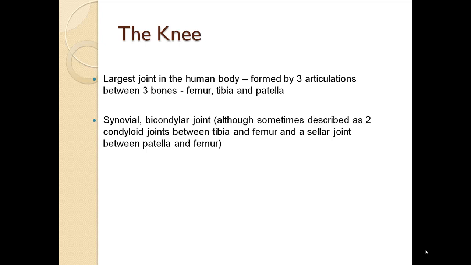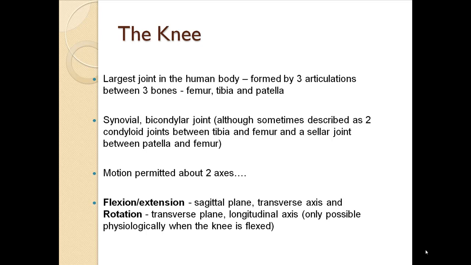Some texts will describe this as a synovial hinge joint. It cannot, strictly speaking, be a synovial hinge joint because it has two axes of rotation. The knee joint can flex and extend, and with the flexed knee it can actively medially and laterally rotate. So therefore it cannot be accurately classified as a synovial hinge joint. Rotation can only occur physiologically, in other words under volitional control, when the knee is flexed. Rotation does occur as an accessory movement in the knee.